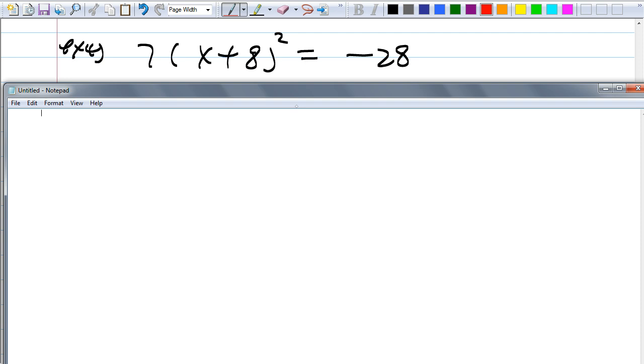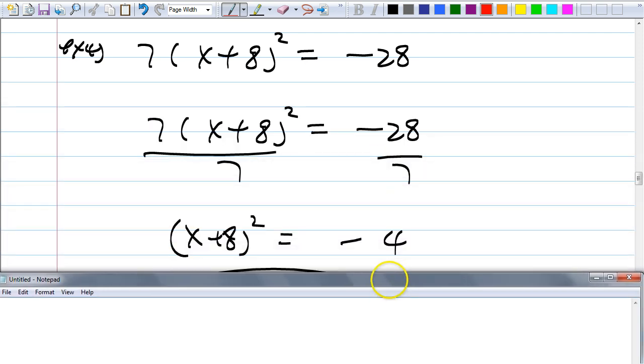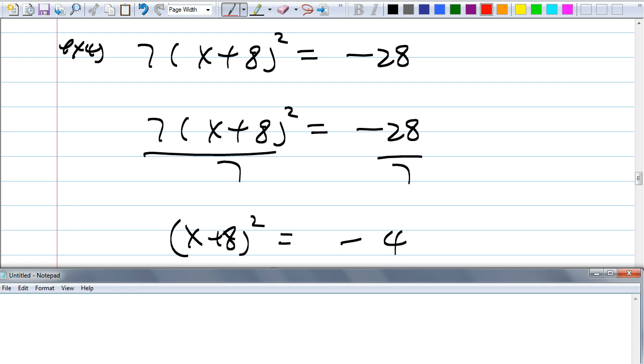Okay, here as you can see, they get a little bit more creative than before. So we got 7 times the quantity x plus 8 squared equals negative 28. So what do we do? Do I have the form that we like, where we have a perfect square equals some number? No. Chuck, what do I need to do here? Divide by 7. That's right. So if you divide both sides by 7, you get something simple like this: x plus 8 squared equals negative 4. And of course, do we have a perfect square equals some number?